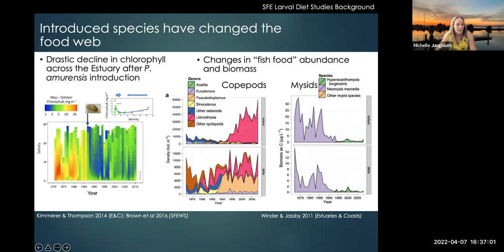In the copepod assemblages, there were introductions in the 90s of Pseudodiaptomus forbesi, which is now one of the most abundant copepods, and a very small cyclopoid called Limnoithona, which is shown in pink, which also tends to be highly abundant, but it is also very small. And we found that it's not often a preferred prey item or a common prey item for most of our native fishes. And the mysid assemblage has changed from being dominated by one called Neomysis mercedis to Hyperacanthomysis longirostris.